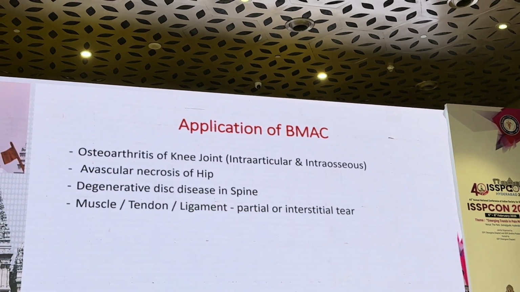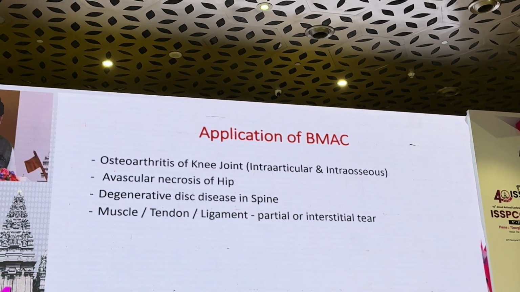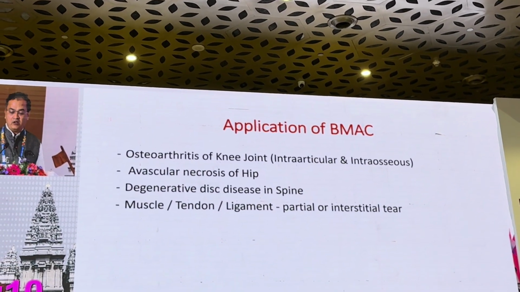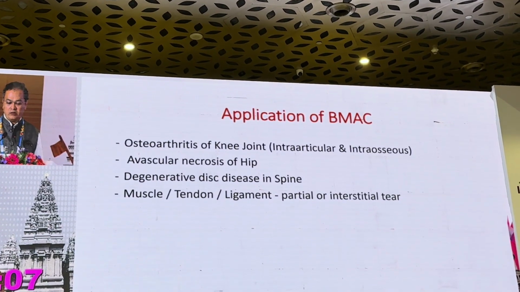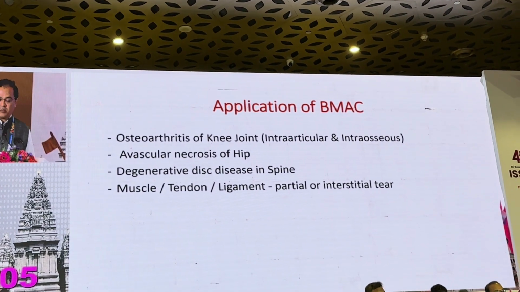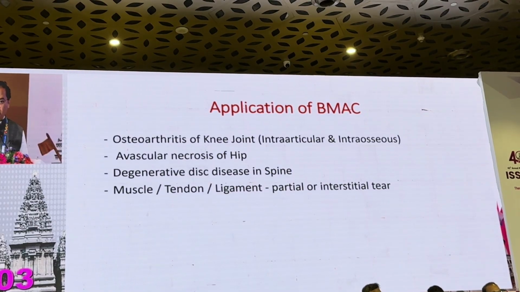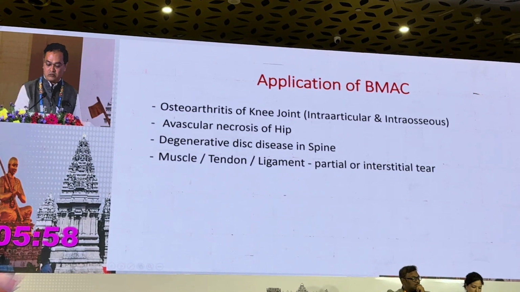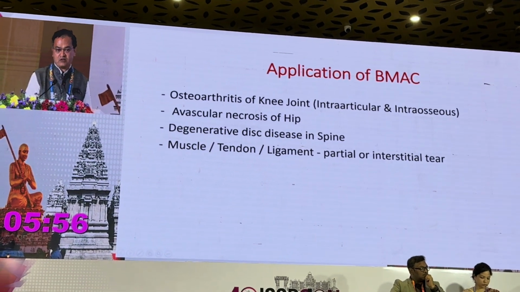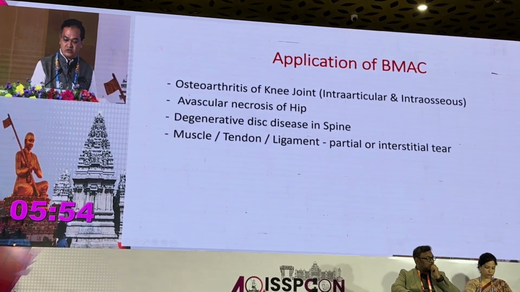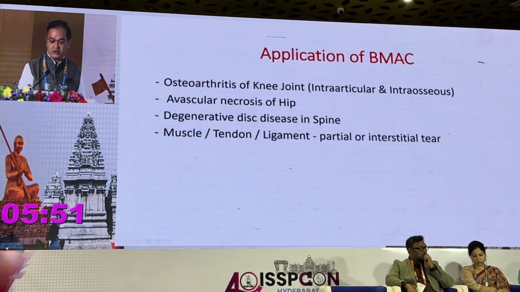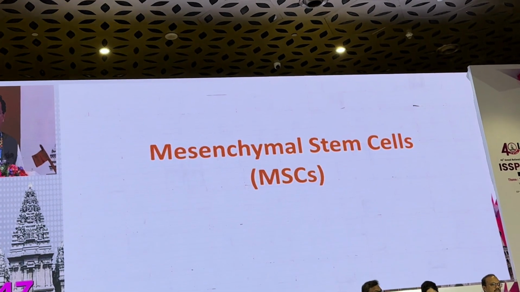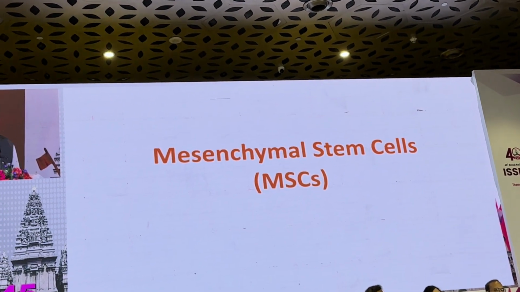So application of bone marrow is mostly osteoarthritis knee, intra-articular and intraosseous, avascular necrosis of hip, intraosseous we can give inside the hip, degenerative disc disease in the spine, disc with annular tear we can insert in the disc, and we can develop fibrosis and strengthening inside the disc. Any muscle, tendon, ligament, partial and interstitial tear, we can inject in that for a tissue healing purpose. The last is mesenchymal stem cells.